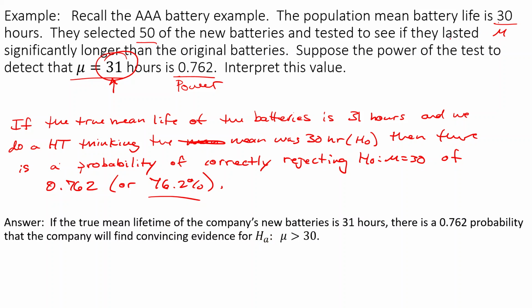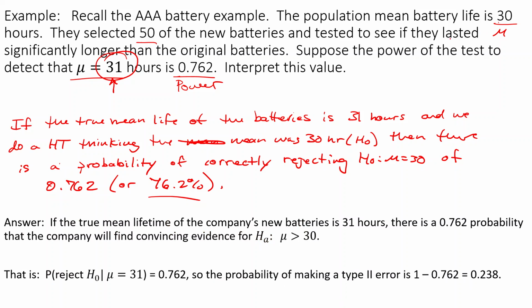If the true mean lifetime of the company's new batteries is 31 hours, there is a 0.762 probability that the company will find convincing evidence for the alternative hypothesis. In other words, we'll do the correct thing. That is, the probability of rejecting the null hypothesis when the true mean is 31 is 0.762. So the probability of making a type 2 error, as in not rejecting when we should have, is 0.231, which is 1 minus the power. All right, so there are a lot of things you can write about that.